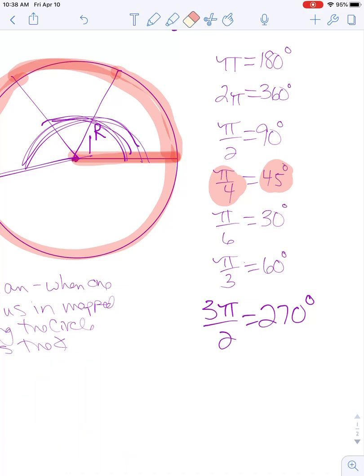I could ask you for 6 pi over... Yeah, I didn't use a good one there. Let me use 7 pi over 6. I'm going to say, what's the reference angle? Well, here's pi over 6. Pi over 6 is 30 degrees. Reference angle is 30 degrees. It will be in a different quadrant other than quadrant 1, and I'll explain how we're going to figure that out at that point. Okay?